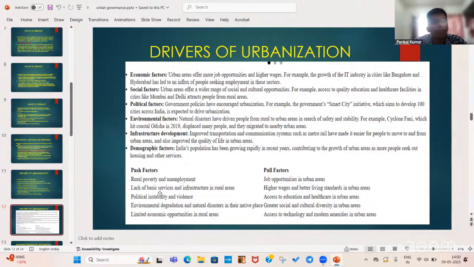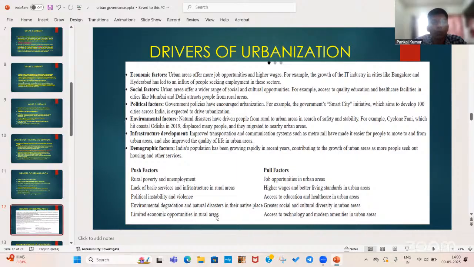Then lack of basic services and infrastructure in rural areas. Political instability and violence in rural areas. There are some areas, like our left wing extremism areas in Chhattisgarh, where there is a lot of instability and violence. So that's why people are moving in search of stability and safety. Then environmental degradation and natural disasters in their native place, like we just discussed about the case of cyclone hitting coastal Odisha. Then limited economic opportunity in rural areas.